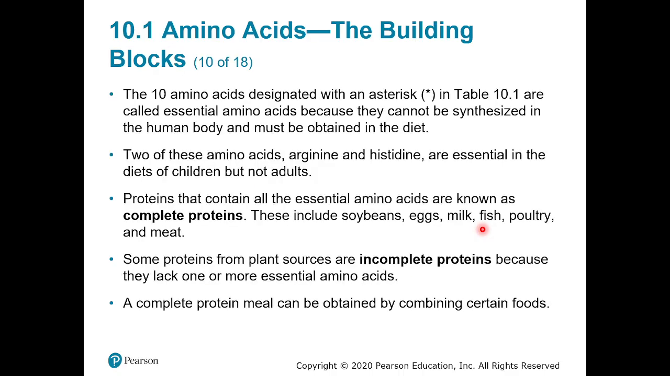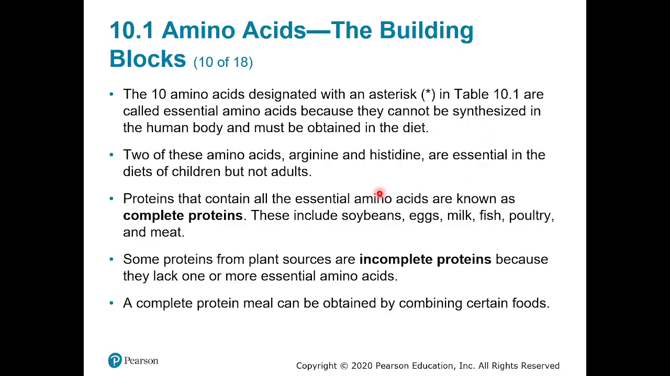Okay, so the 10 amino acids that have been designated with an asterisk are going to be called essential amino acids. This is actually because they cannot be synthesized in the human body. They have to be obtained in your diet. If you don't get them in your diet, you just don't get them. You don't have them to make the enzymes, the proteins, and they're going to cause you issues because you won't be able to make those enzyme proteins. Possibly leading up to your death.